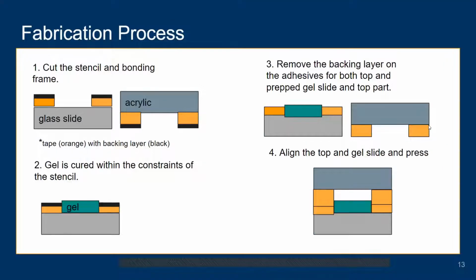Fabrication process. First step, cut the stencil and bonding frame. The glass slide or acrylic is used according to which piece of the device is made, and the tape is laid accordingly. The second step, gel is cured within the constraints of the stencil with the backing layer on. Third step, remove the backing layer from both pieces for the top and prep gel slide. The fourth step, align the two pieces and press to make the device.